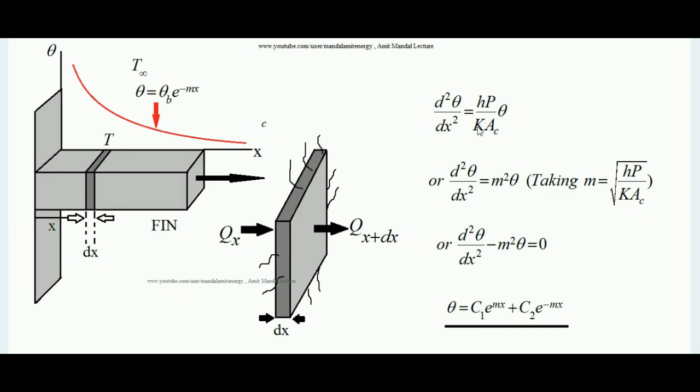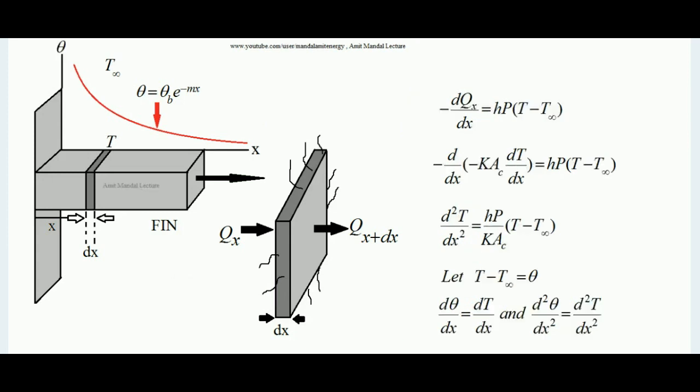K is the thermal conductivity of the metal, which is also constant, and the area of cross section of this fin is also constant. So hP by kAc can be considered entirely as one constant. Let's take m. The definition of m is equal to root of hP by kAc. m is also a constant because all these entities in this expression are constant. Therefore, taking root hP by kAc as m, I can write this expression as d square theta upon dx square equals m square theta, which can be written as d square theta upon dx square minus m square theta equals 0.